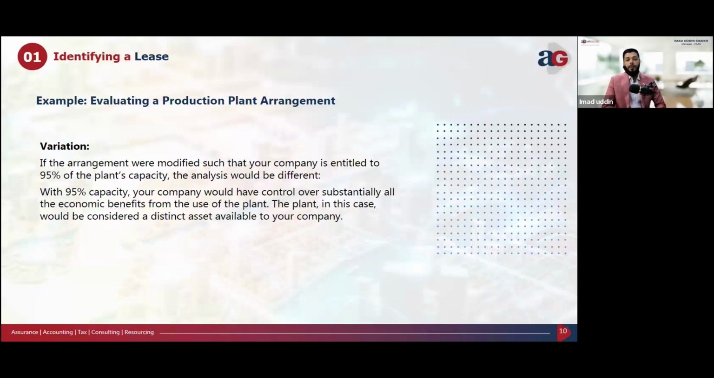So let's say for the same plant, you have 95% capacity rented out. Should this now be considered a lease? Well, the standard says because we have substantially all the economic benefits from this particular lease, we can say the asset is identified. Why? Because the production plant is almost entirely ours, and so we can distinctly identify that particular physical asset as being ours for a particular period of time. So although some negligible amount of capacity is used by someone else, because we are allowed to use substantially all the economic benefit of that asset, we can say that there is a distinct asset, despite the fact that the capacity is indistinct in terms of a right of use.